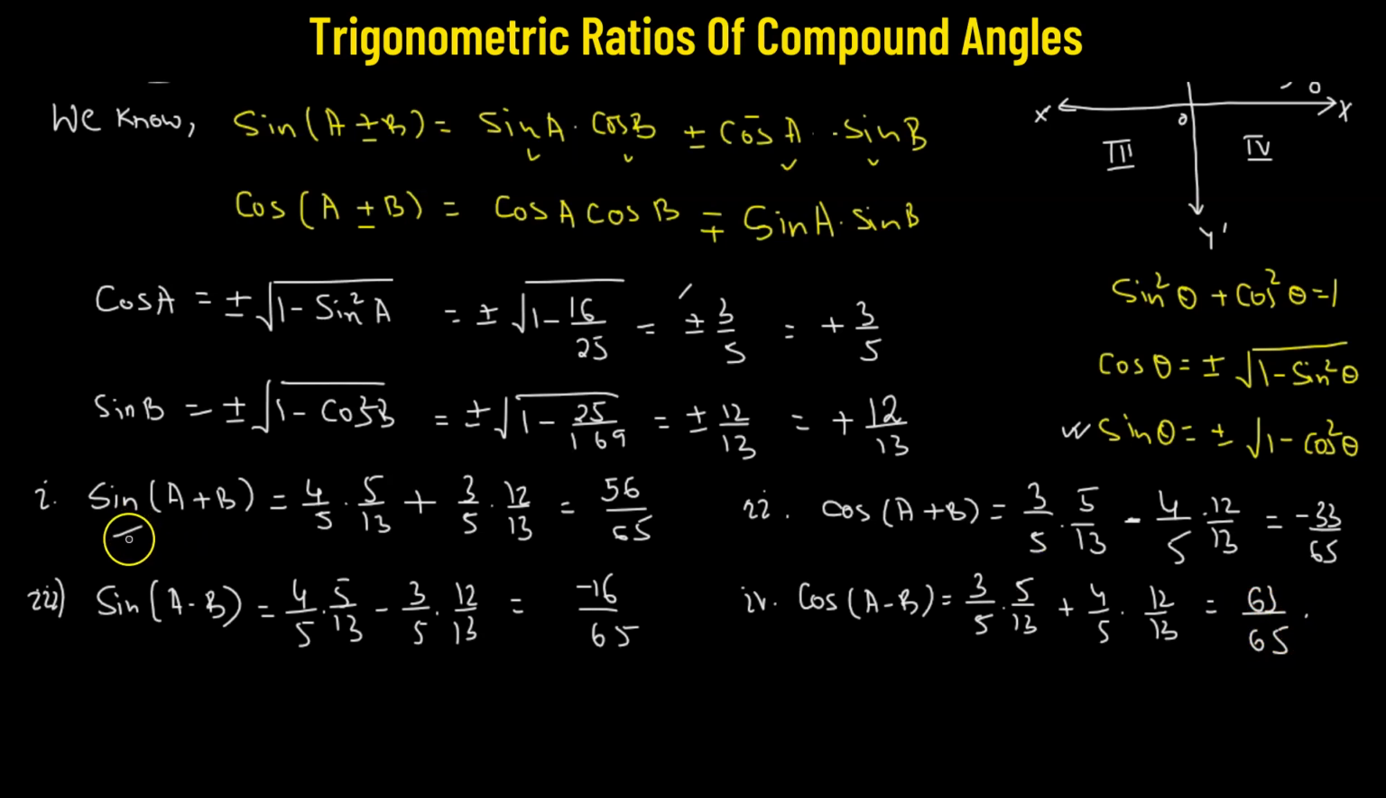So finally, we have the value for each of the trigonometric ratios: sine of A plus B, cosine of A plus B, sine of A minus B, and cosine of A minus B.